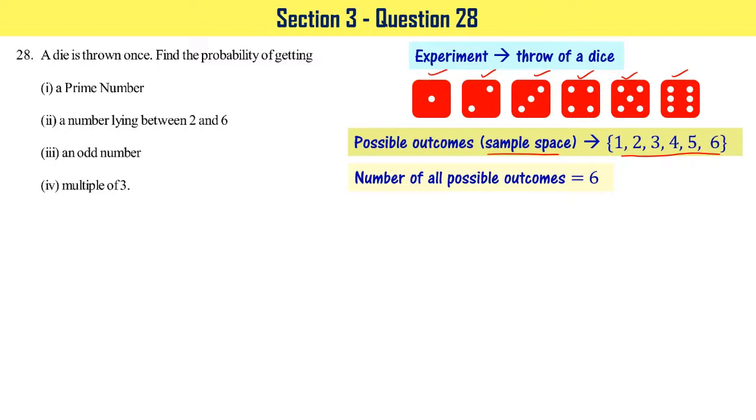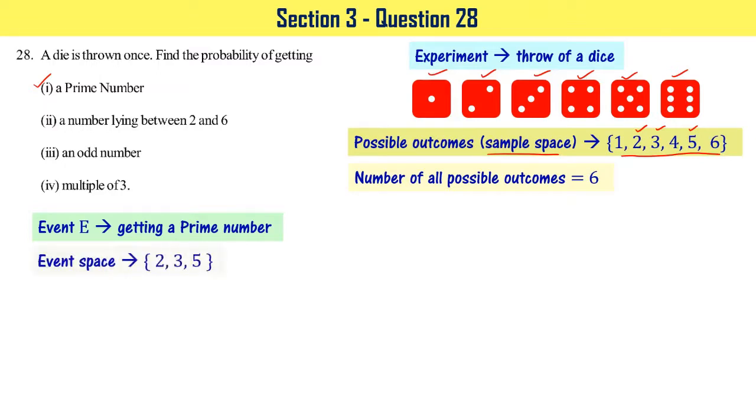Now let's take the first part of the question, that is the probability of getting a prime number. So event E is getting a prime number. As you see here, what are the prime numbers? 2 is a prime number, 3 is a prime number, and 5 is a prime number, right? Remaining all are not prime numbers. Hence, the event space is going to have the elements 2, 3, and 5.